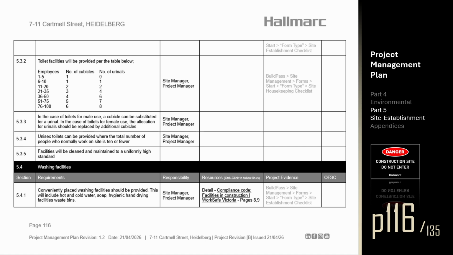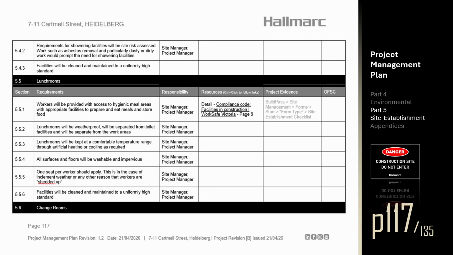Section 5.4. Washing facilities. Section 5.4.1. Conveniently placed washing facilities should be provided. This will include hot and cold water, soap, hygienic hand-drying facilities and waste bins. Section 5.4.2. Requirements for showering facilities will be site risk assessed. Work such as asbestos removal and particularly dusty or dirty work would prompt the need for showering facilities. Section 5.4.3. Facilities will be cleaned and maintained to a uniformly high standard.